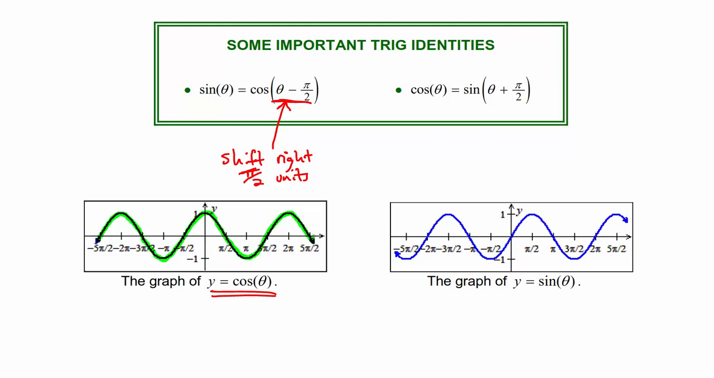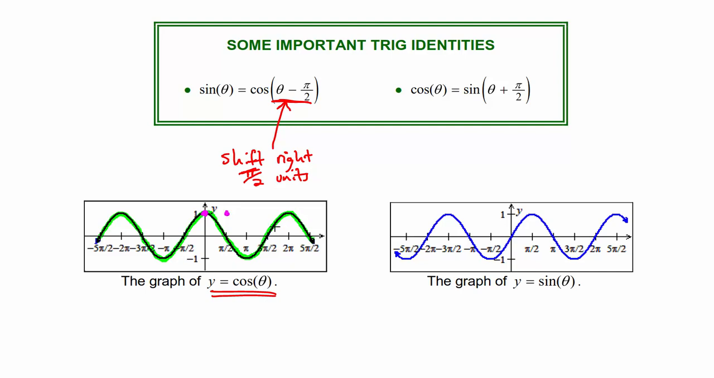And then I'll shift it to the right pi over 2 units. Let's quickly observe what that's going to mean for us. Our cosine graph has, for example, a peak here along the y-axis. We're going to want to shift that point along with all of the points to the right pi over 2 units, and so we'd want that point to end up there.